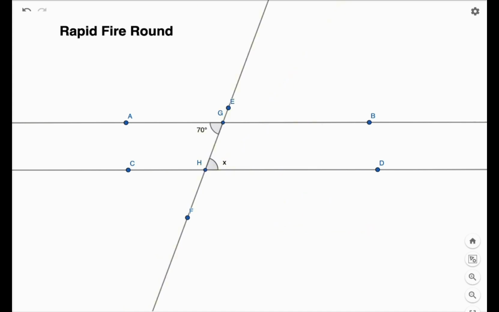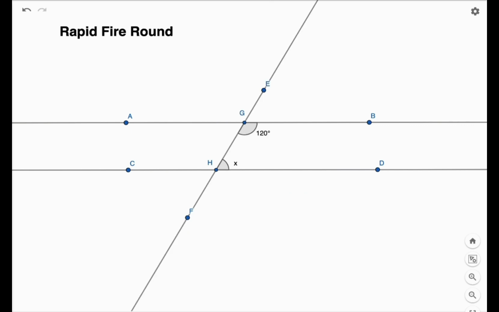Rapid fire round. Given 70 degrees, find X. X equals 70 degrees, alternate angles. What is the value of X? X is 60 degrees. X and 120 degrees are co-interior angles.